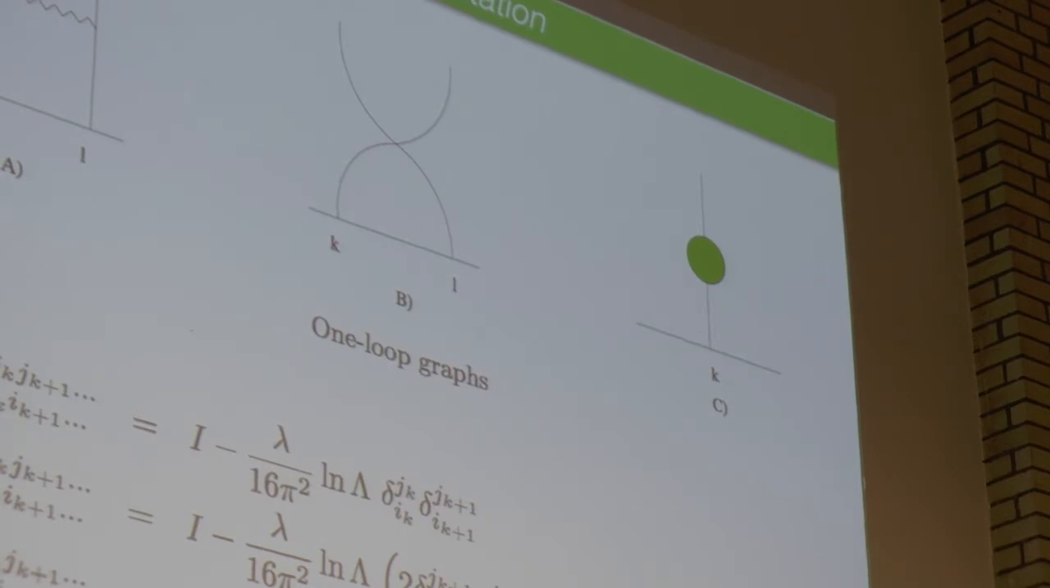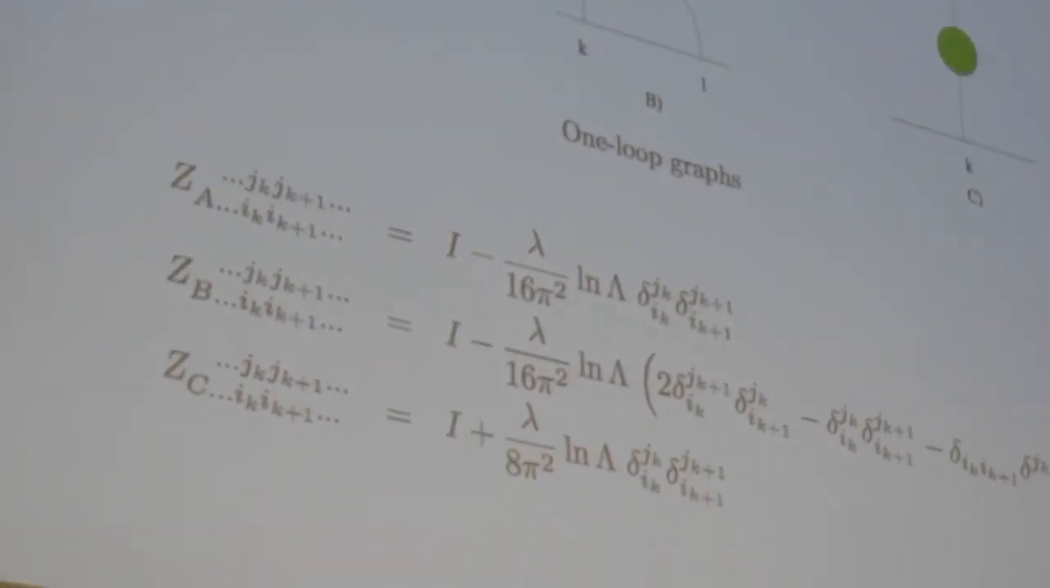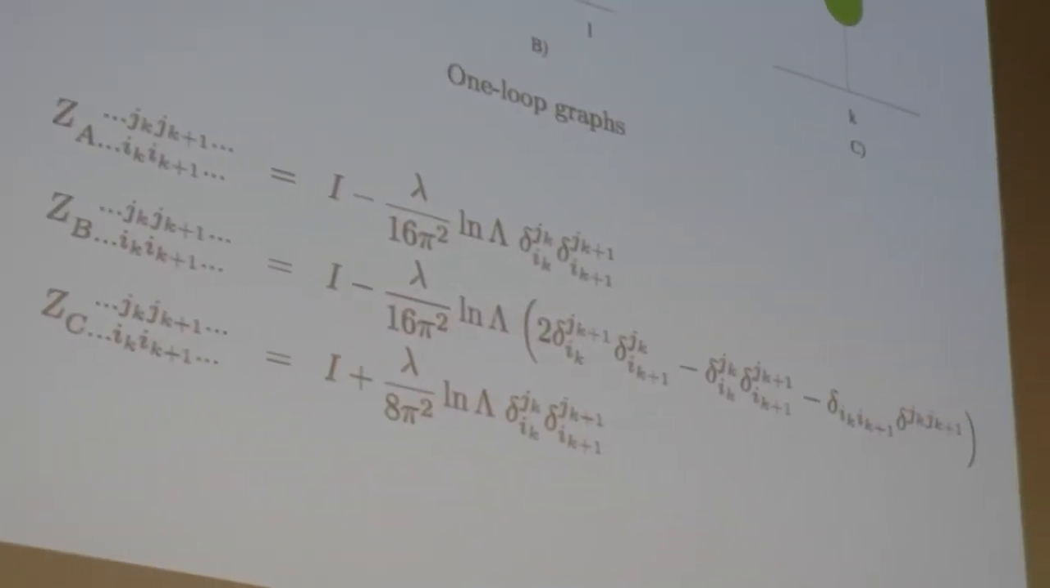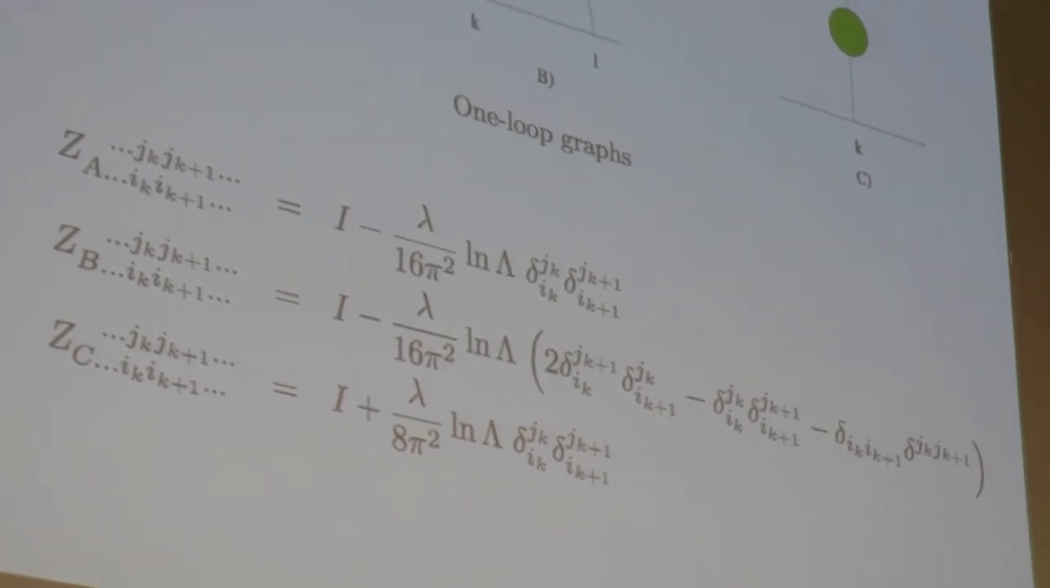These individual 3 graphs are divergent. And that you see in the mixing matrix by the presence of the logarithmic scale. Lambda is a cutoff, and you have a logarithm of lambda. Okay? So this is an explicit computation of the mixing matrix. Any questions? If you understand how it works?